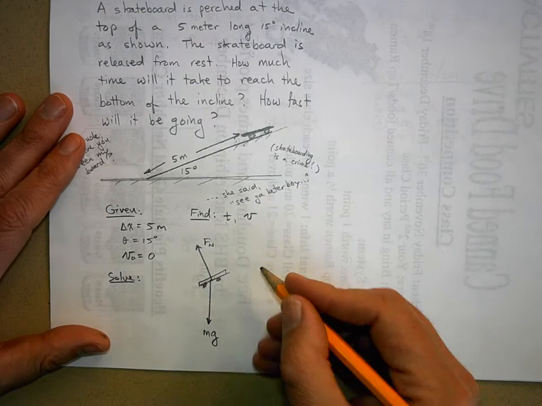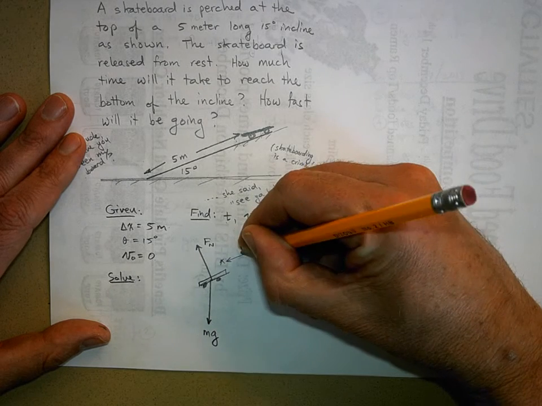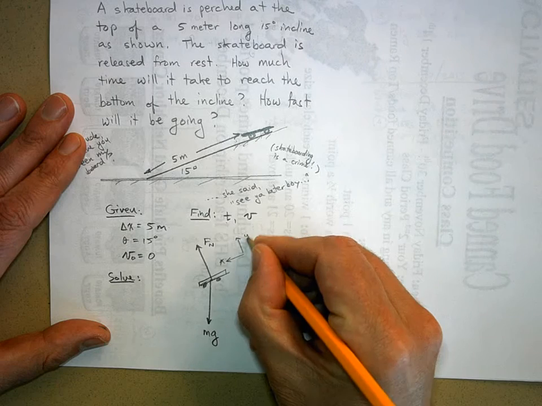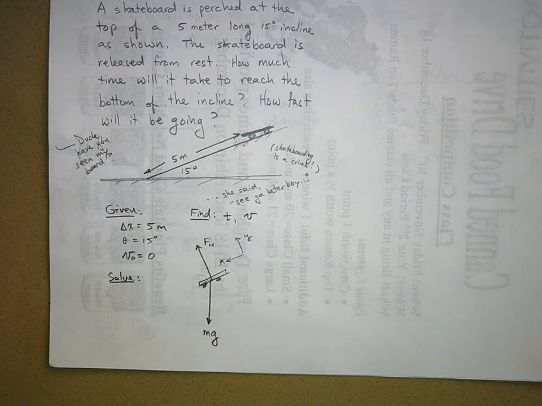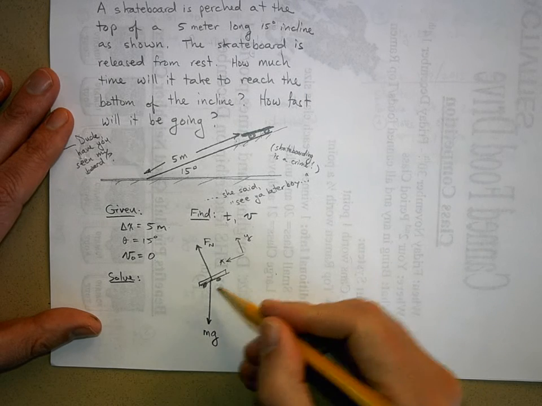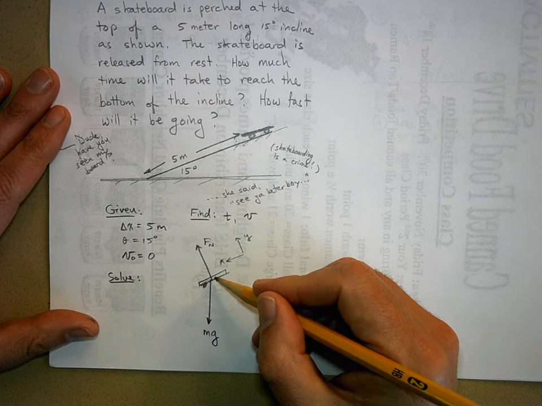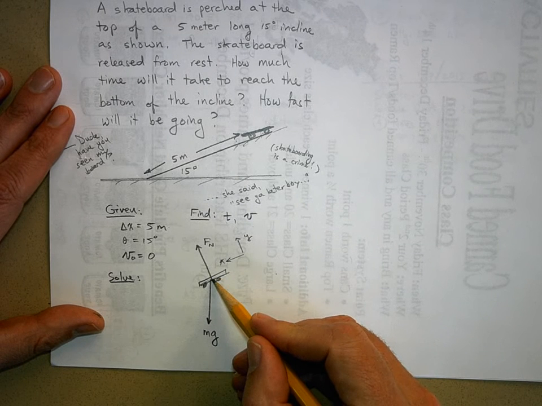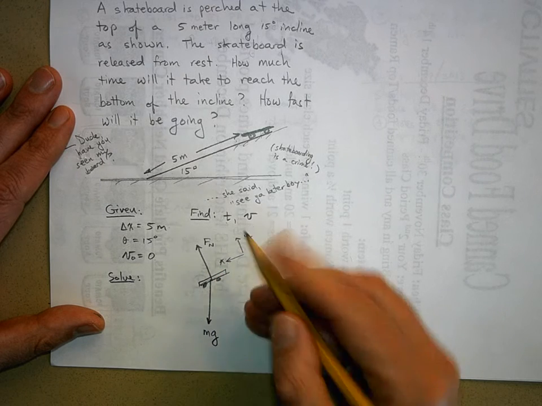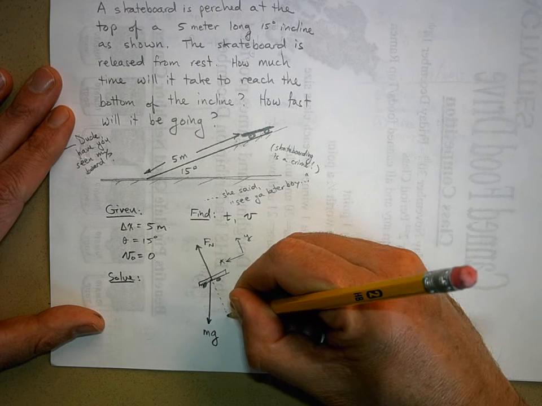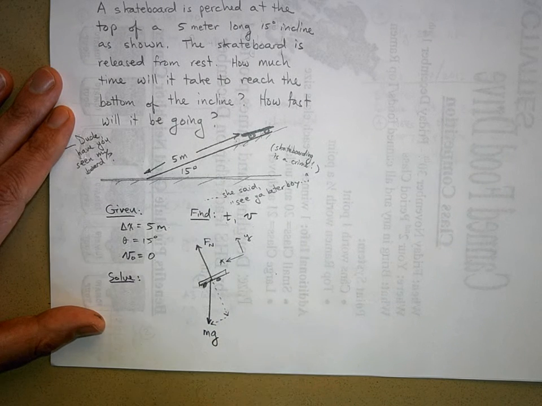So what we need to do now is make down the incline the x direction and perpendicular to the incline the y direction, and then take these forces and break them up into their x and y components. The normal force is all in the y direction, but the force of gravity now has x and y components. So there's the y component, and there's the x component.